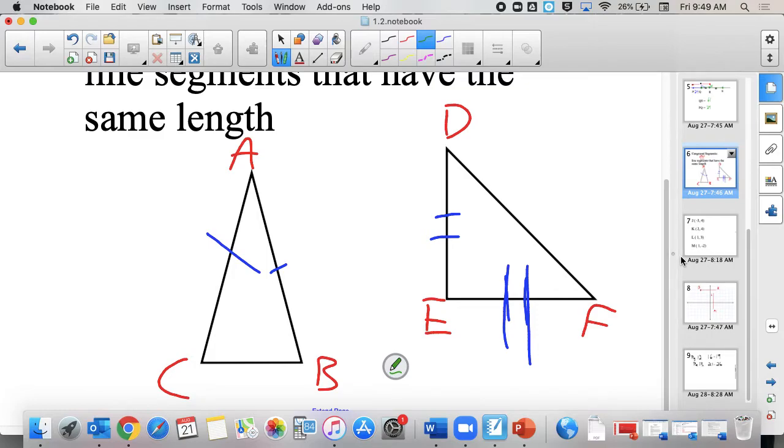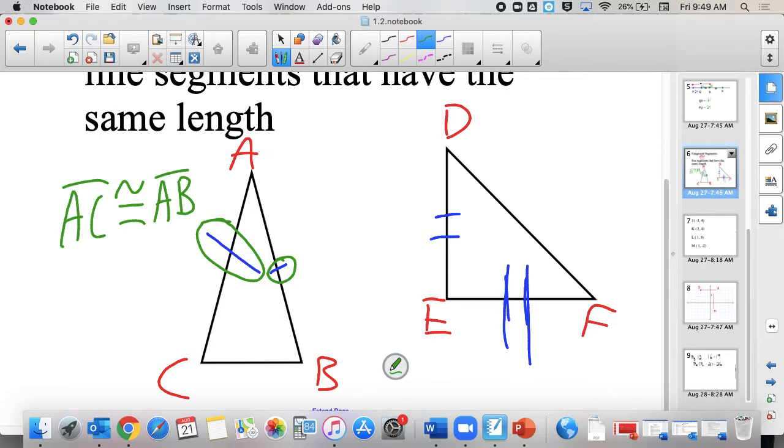In this triangle on the left, it is a single tick mark with a single tick mark. AC is going to be congruent, and the symbol for congruent is an equal sign with a little squiggly mark above it. That is going to be our abbreviation for congruent this year. AC is congruent to AB. Even though the tick marks are different sizes, it's about how many of them there are. Likewise for your other triangle, since there are 2 tick marks on each one, ED is going to be congruent to EF.